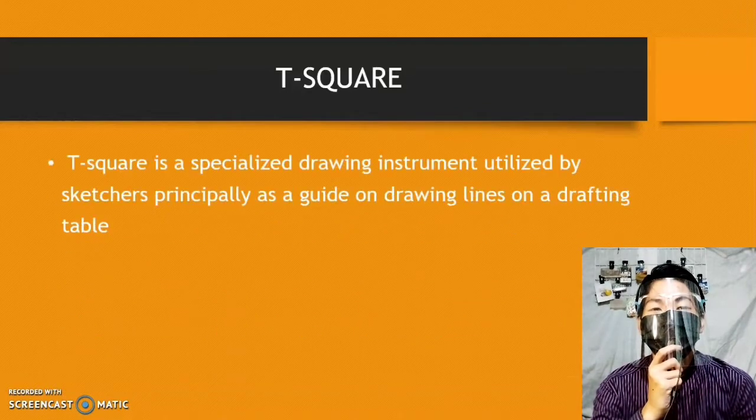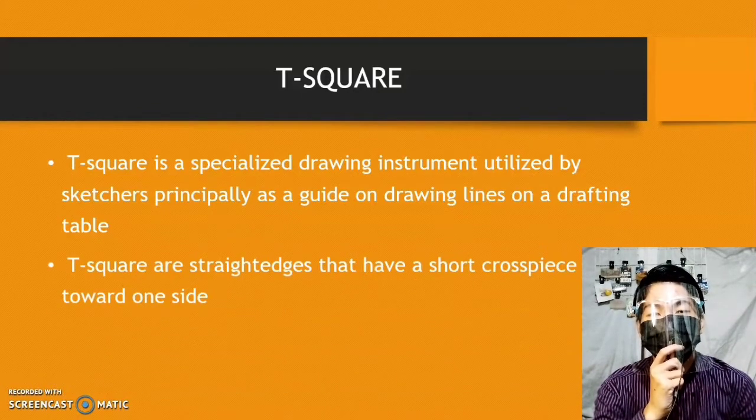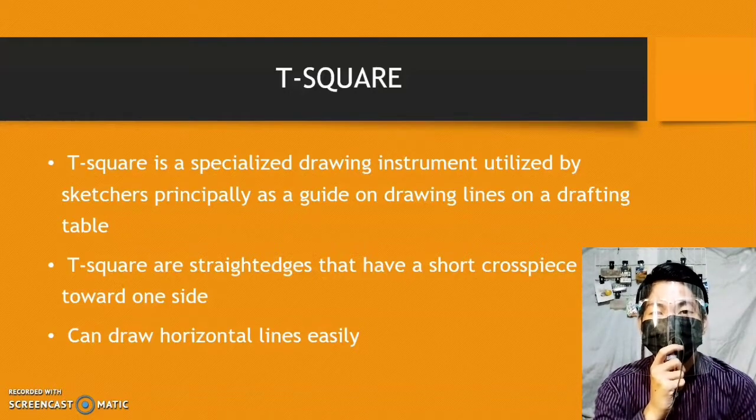The next one is the T-square. The T-square is a specialized drawing instrument used by sketchers, principally as a guide for drawing lines on a drafting table. T-squares are straight edges that have a short crosspiece at one end. It is related because the T-square is a big part of the researchers' prototype. Having a T-square can speed up your work in drawing when you don't have much time. You can draw horizontal lines easily, and you can combine it with a triangle by making it your stand when making vertical lines.